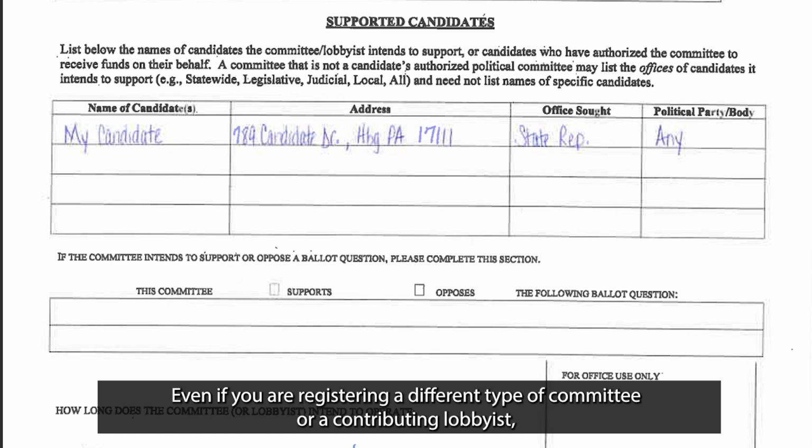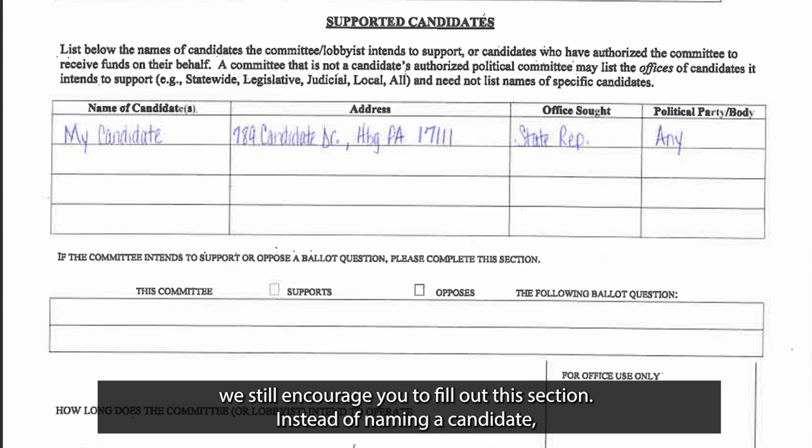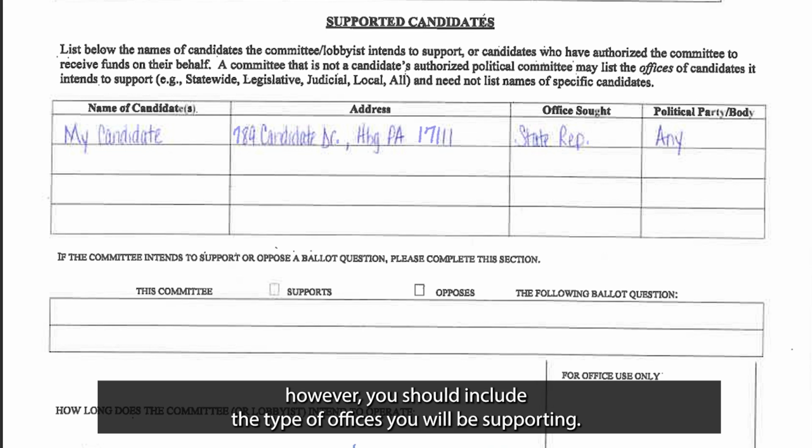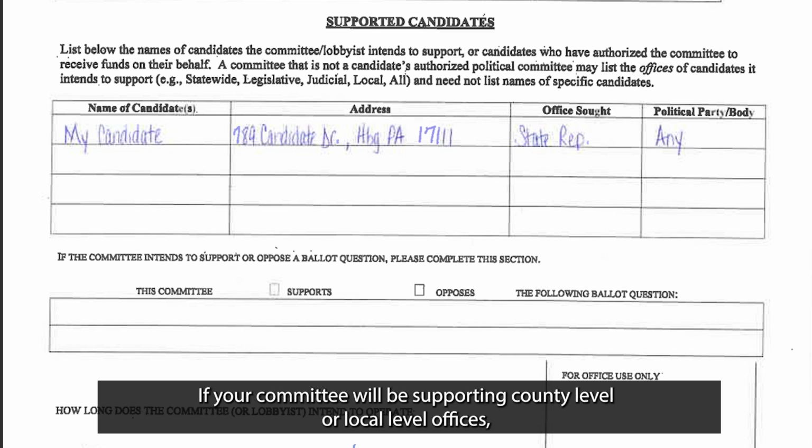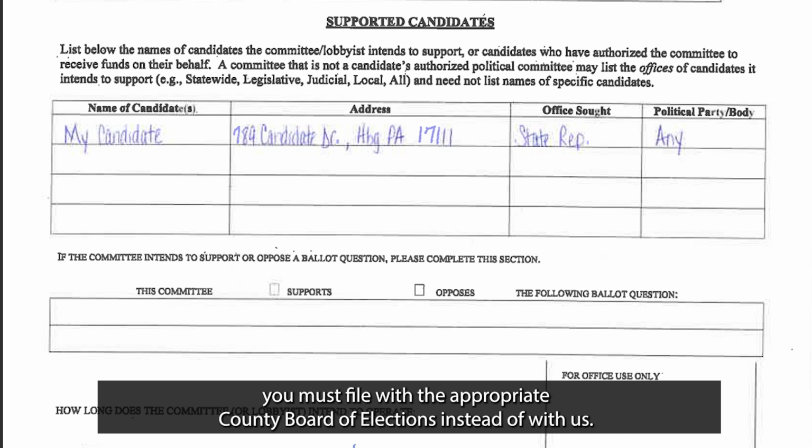Even if you are registering a different type of committee or a contributing lobbyist, we still encourage you to fill out this section. Instead of naming a candidate, however, you should include the type of offices you will be supporting. Some state-level offices include governor, common pleas court judge, representative in the General Assembly, and attorney general. If your committee will be supporting county-level or local-level offices, you must file with the appropriate county board of elections instead of with us.